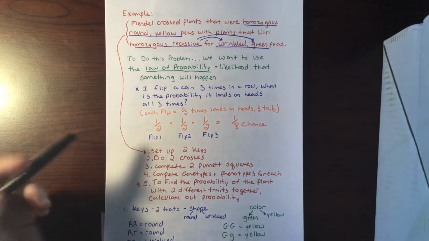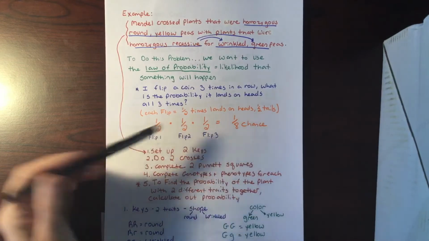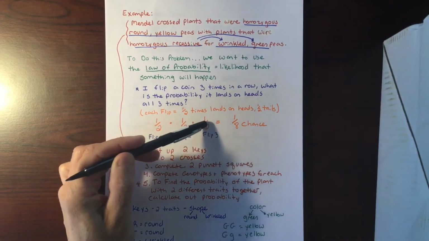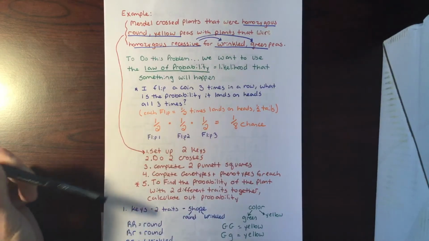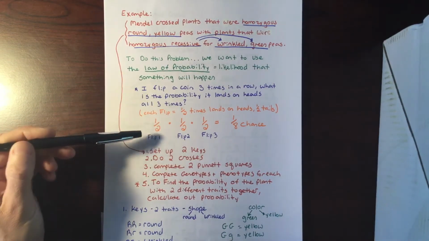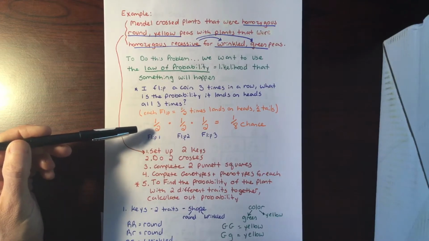So for that, we need to multiply. Since I'm flipping it 3 times, I have 50%, 50%, 50%, or 1 out of 2 for each of these. I'm going to multiply it. So I have a 1 out of 8 chance of it landing on heads all 3 times. That's what we're going to be doing with these particular Punnett squares.